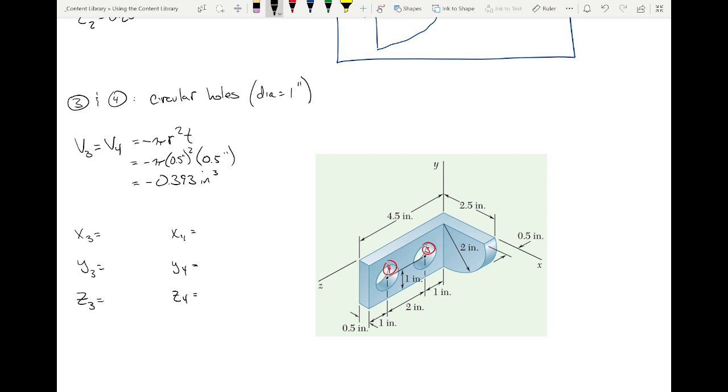Okay, for the x, y, and z coordinates for these holes, I propose that the x coordinate is going to be the same because the center of both of these holes is still a quarter of an inch. It's still 0.25 inches for both of them.